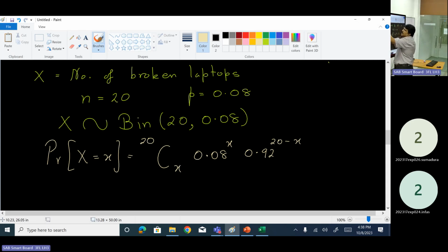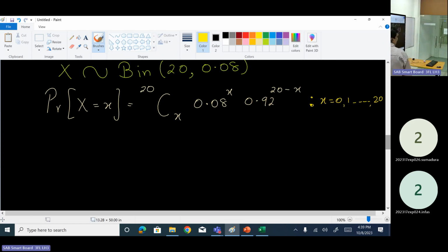So then we have to mention what values this x can take. So x can be 0, 1, 2, 3 up to 20. Now what are they asking us? Take the sequence: variable defined, parameters identified, distribution identified, probability function written. Okay.